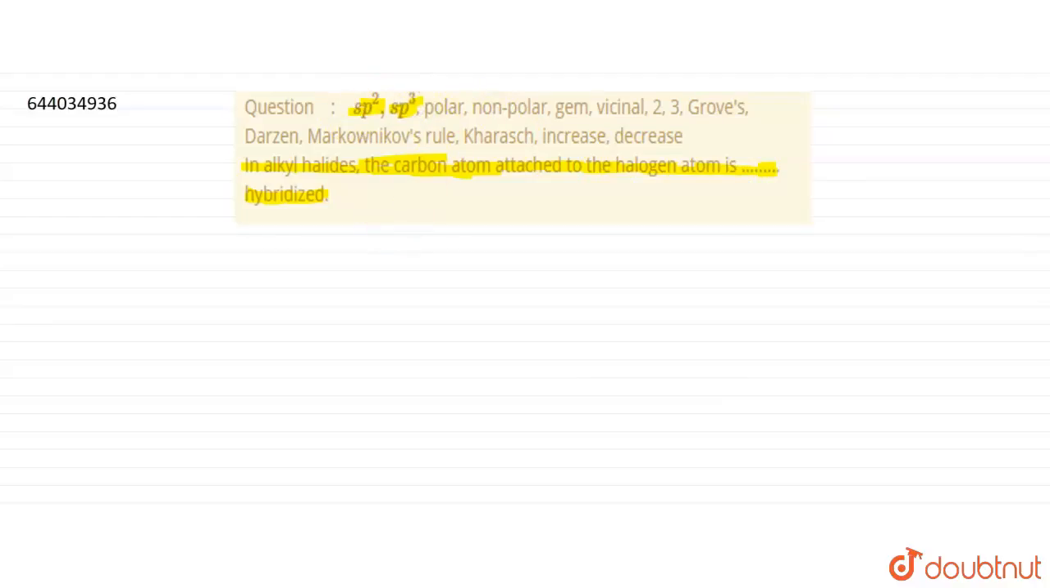Okay, so let us talk about the hybridization of the carbon atom in the alkyl halide. Let us take a basic alkyl halide like this: CH3Cl. Now we have to find out the hybridization of carbon in this compound, and this is methyl chloride. So what is the electronic configuration of carbon? Carbon has atomic number 6, so its electronic configuration will be 1s2, 2s2 and 2p2. This is the electronic configuration of the carbon in its ground state.